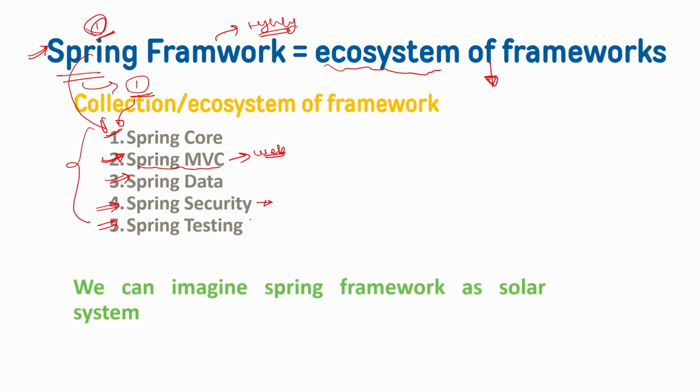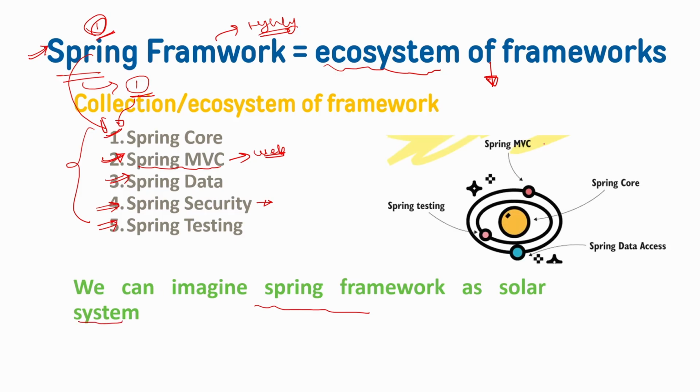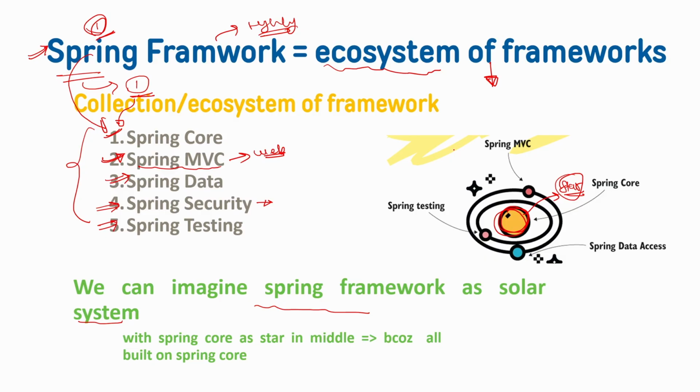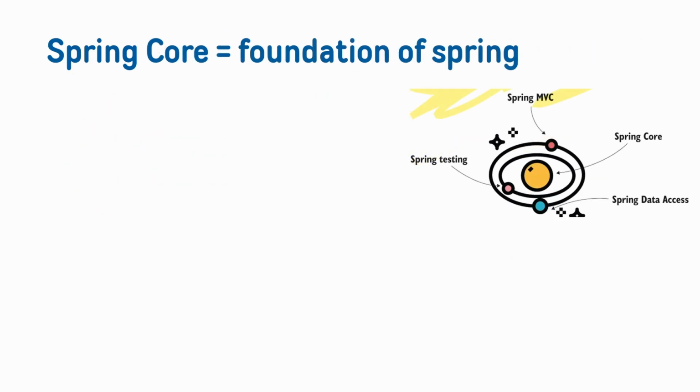We can imagine the Spring framework as a solar system, with Spring Core as the sun, the star. Why? Because Spring Core holds all these frameworks together. It provides the foundation for all these frameworks. So now you understand this.